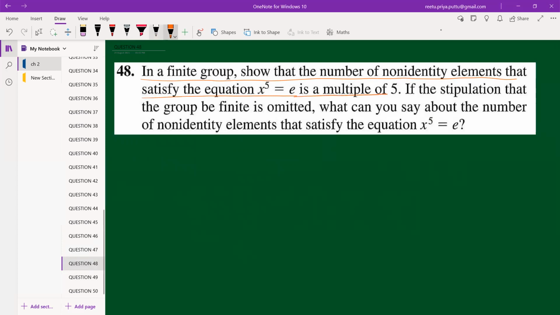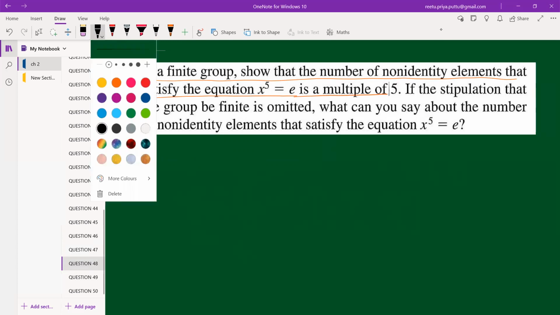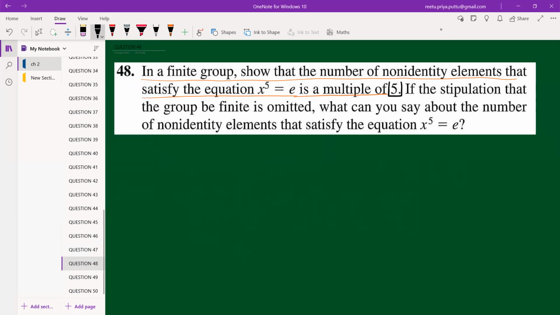I would like to first of all make a correct statement. The statement that is given to you here, that is 5, must be replaced by 4. So here you should have 4 elements. Okay. So let's start solving this.